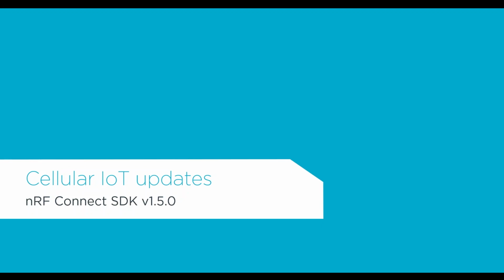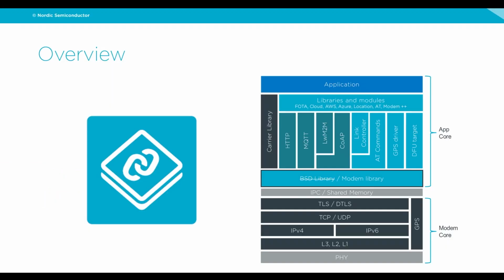Okay, then it's time for the cellular IoT updates. As a starting point, we have an overview of the most important components for cellular IoT in nRF Connect SDK. Starting from the bottom, we have the modem firmware running on the modem core. It supports LTE-M, narrowband IoT, and GPS. It is a precompiled image that is distributed through nordicsemi.com. The modem firmware basically handles everything from the physical level up to the TLS and DTLS layers.